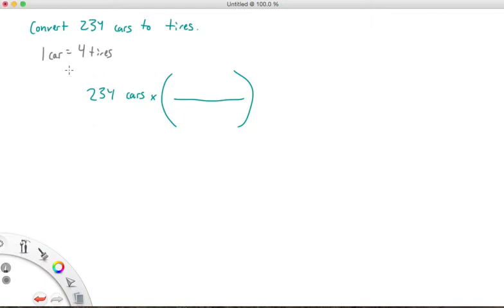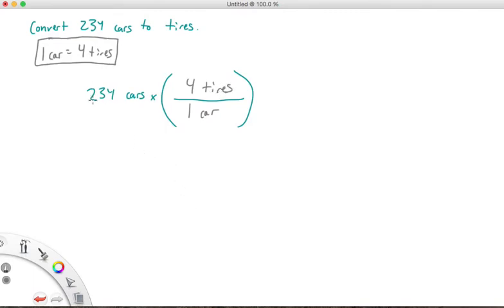So in this case, we use this right here to make a conversion factor. It can either be 1 car over 4 tires, or it can be 4 tires over 1 car. Which one will cancel out our cars? I hope you're thinking that we put the car at the bottom to cancel it out, over 4 tires on the top. Okay, I'm almost out of time.